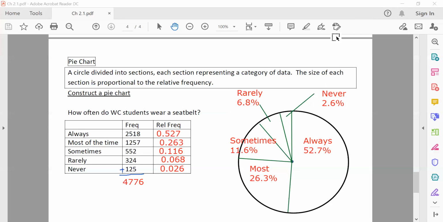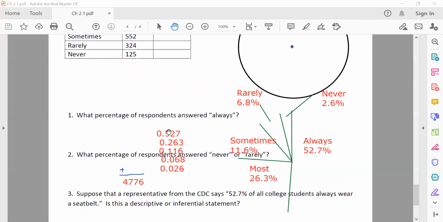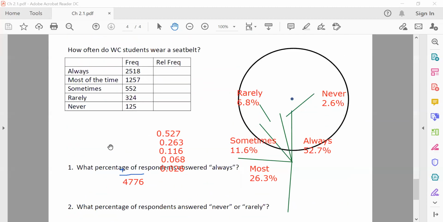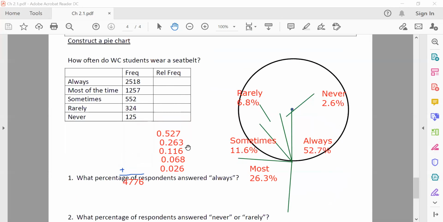Now here's the thing, we got some questions we need to go and investigate below that. So here's what I'm gonna do. We're gonna go look at the question. What percentage of respondents answered always? Well, hey, look, it's back. 52.7% of people answered always if we go back here and look at our pie chart. 52.7%, so a little more than half of people answered always.